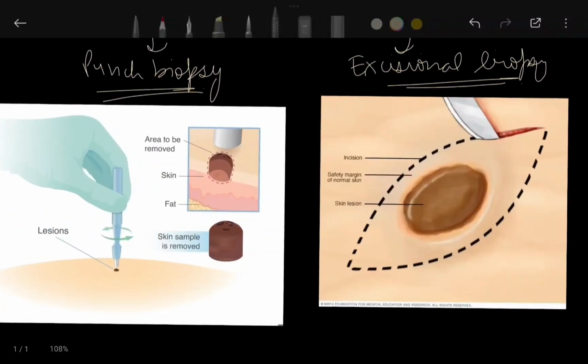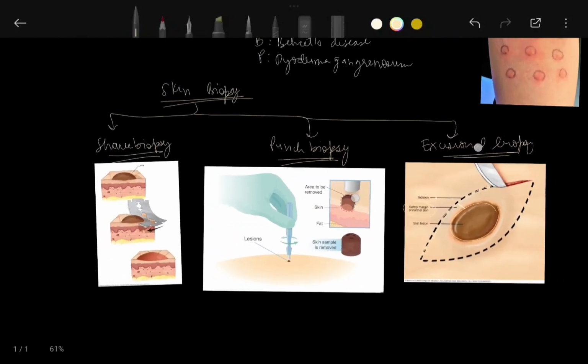Now looking at the excisional biopsy closely, we can see that this is the incision margin. Then we have the safety margin of normal skin. This is the incisional margin. This is the safety margin of normal skin. This is the skin lesion in excisional biopsy.